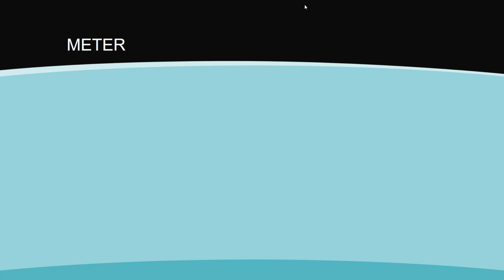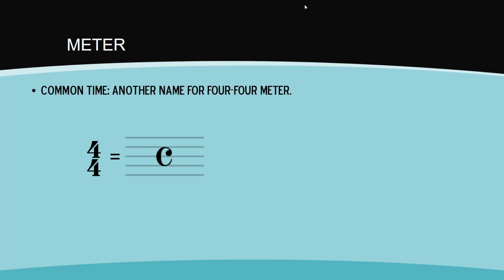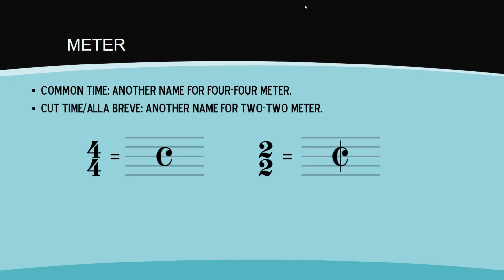Finally, 2 meter signatures have symbolic associations other than a number stack. 4/4 meter can be designated by this symbol and is referred to as common time. 2/2 meter can be designated by this symbol and is referred to as cut time or Alla Breve. Both of these symbols are remnants of medieval music notation.